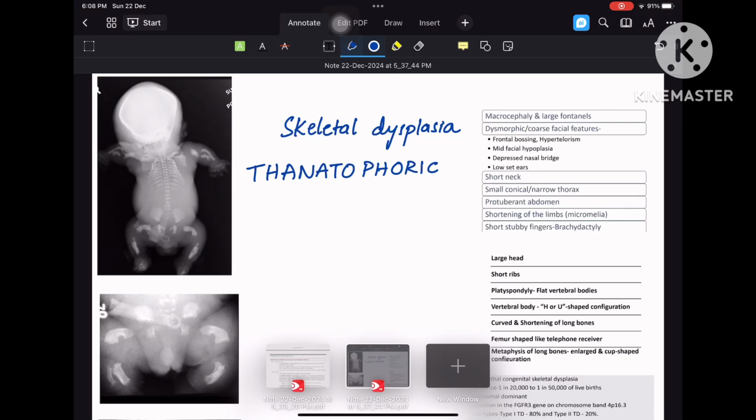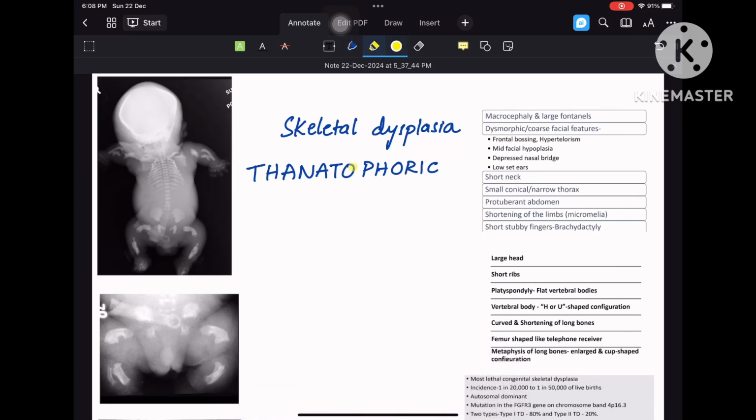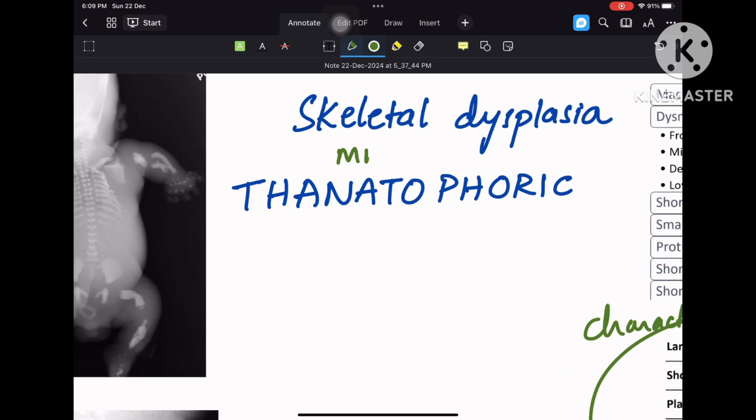Hello all, in this short video, let us not only discuss but also remember thanatophoric dysplasia by heart by the end of this video, because it's the most important spotter that we need to know. Thanato meaning lethal and phoric meaning bearing, so it's the most common lethal dysplasia. The characteristic features are rounded up, which we are going to learn in the form of a mnemonic.